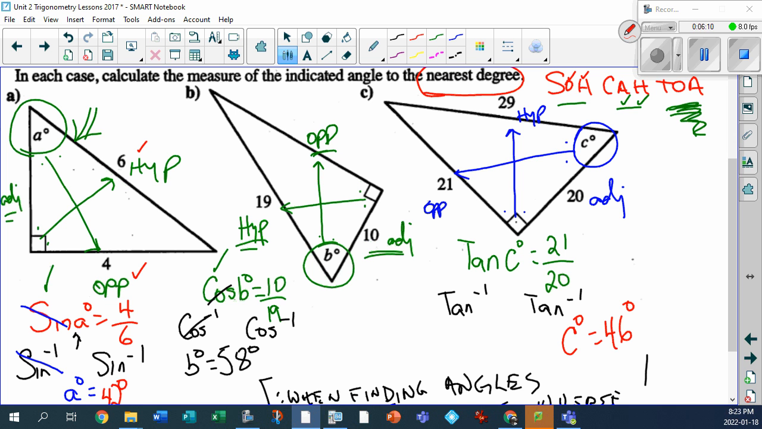I think the most important thing that you have to realize here is make sure you label your triangle every single time. Write out SOH, TOA, and this should be a walk in the park for you.